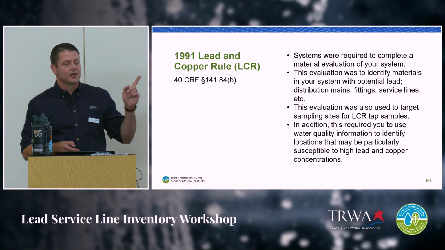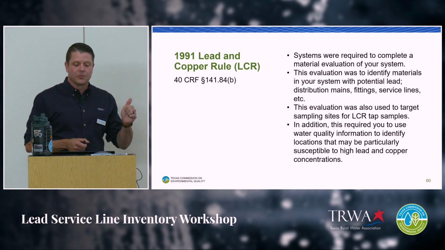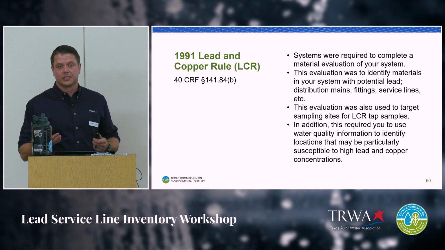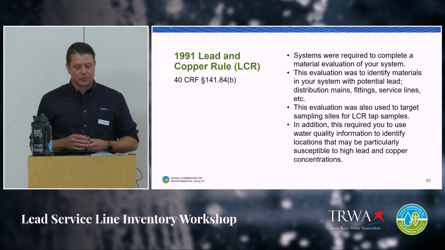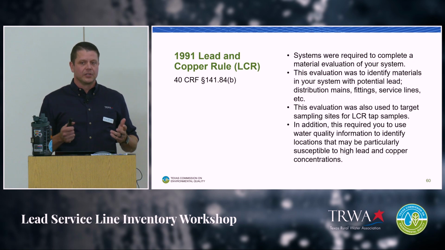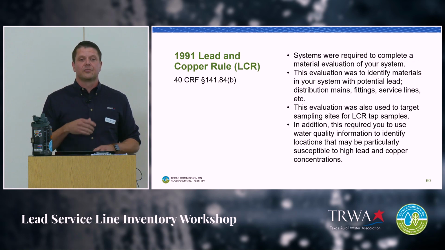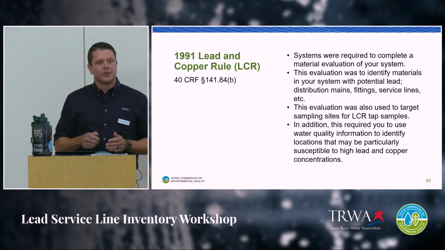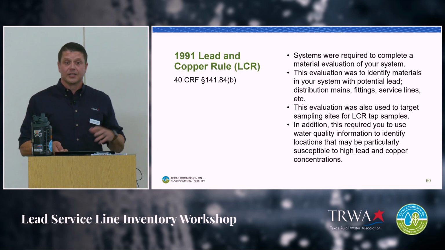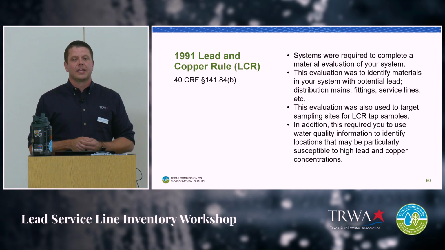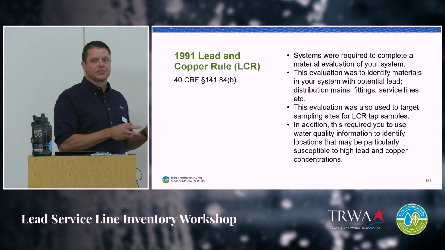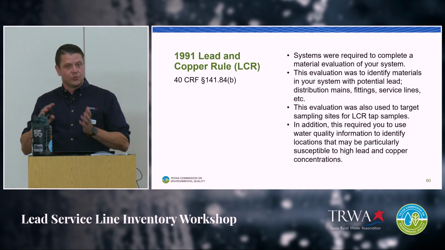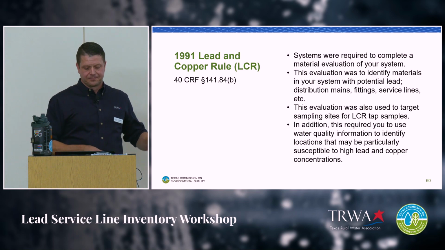But this was primarily driven from the 1991 Lead and Copper Rule, where the systems were required to do a material evaluation before. This was to identify potential lead areas in your system, and this is where you developed your sample siting for your tiered sites. So in a way, we've done this material evaluation in the past. So the idea is that we want to go back to this as a first step. What are the documentation and the information that you reviewed to do that part? Start with that.